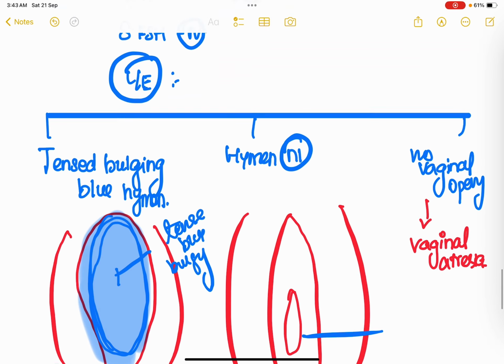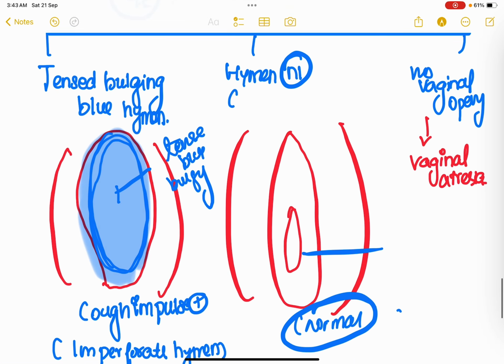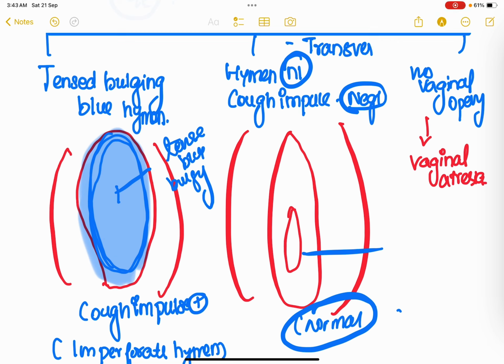What is the second thing? Here, the hymen is going to be normal and the cough impulse is going to be negative. So if the cough impulse is negative and the hymen is normal, what could be the most common cause? It could be because of the transverse vaginal septum.